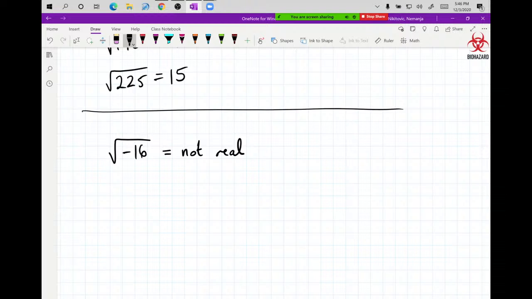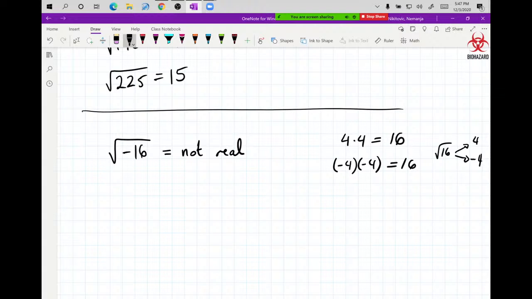Now, why is that the case? Well, if I have 4 times 4, the answer is 16, positive 16. And if I have negative 4 times negative 4, the answer is again positive 16. So in either of these cases, when I take the square root of 16, I either get positive 4 or negative 4 when I have a positive square root. Right? I can reach both of these.